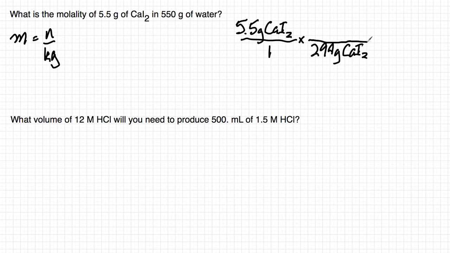And the molar mass for calcium iodide is 294. And for every 294 grams, I get 1 mole. And the number of moles I get from that is 0.034. Whoops, don't get that at all. Well, let's go back and do it again.